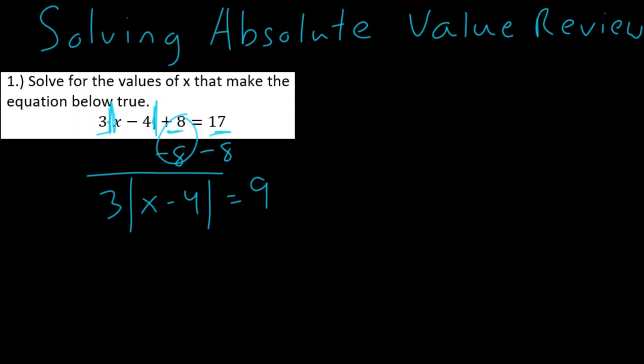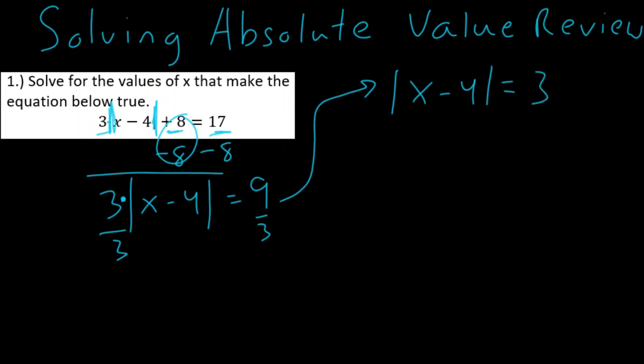Now from here, you cannot distribute the 3 through the absolute value bars. So what you have to say is, how do I get rid of the multiplication? And of course, the opposite of multiplication is division. So we'll divide both sides by 3. And then I'm actually going to bring this right up here, and we're going to say this. The absolute value of x minus 4 is equal to 9 divided by 3, which is 3. Now I want you to pause the video, finish taking notes, because I need a little bit of room here.